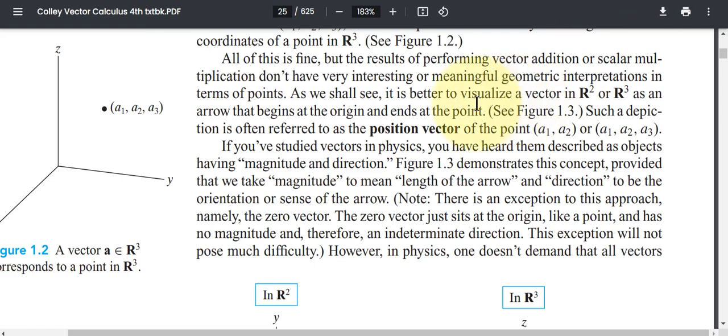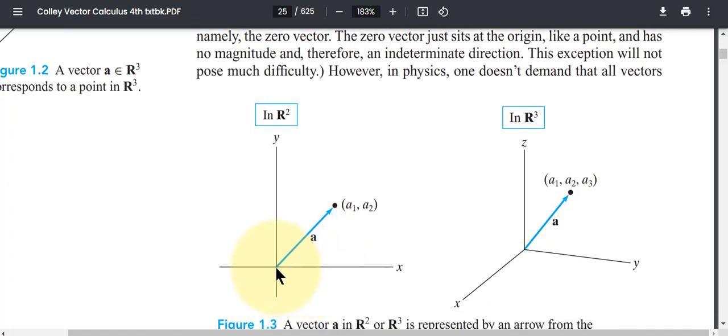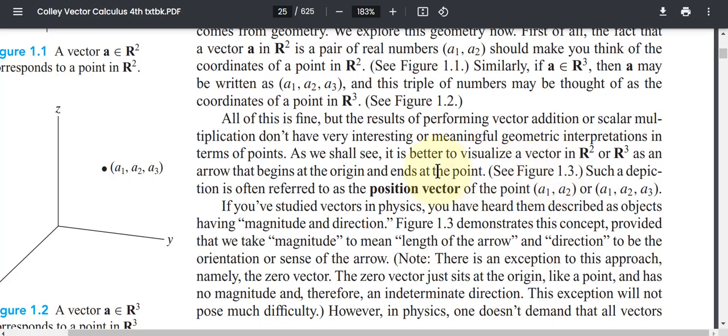Okay, one thing I forgot to say was that when we have the vector here, A1, A2, when we draw this arrow, we drew it originating from the origin up to here. So let's just read that again. All of this is fine. So she's talking about, this is just the algebraic approach, but we want to think about the geometric approach.